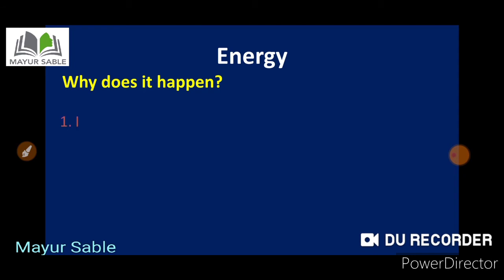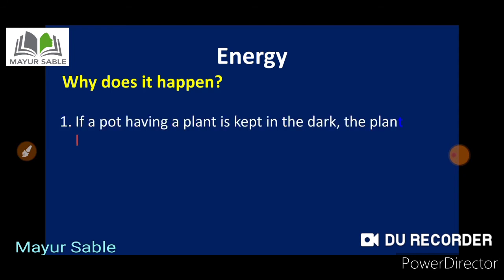So, the first question is, if a pot having a plant is kept in the dark, then the plant languishes. What does it mean? If we put a pot of any plant in a dark place, what will happen? That plant languishes. What is the reason behind that?